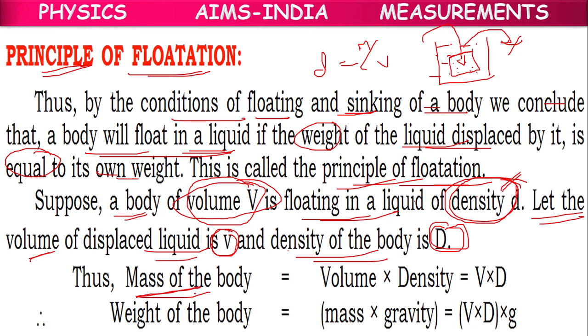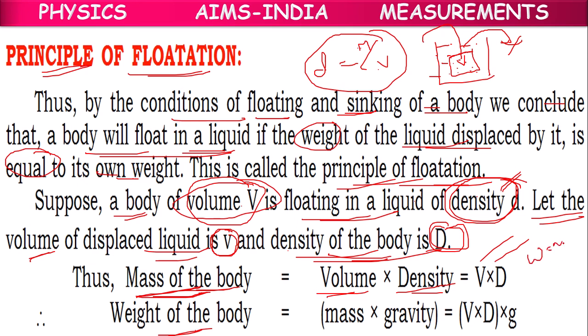So the mass of the body, according to the formula density equals mass by volume: mass is density into volume. So mass of the body equals volume of the body into density of the body, capital V into capital D. Weight of the body, how much? Weight W equals mg, mass into gravity. Mass into gravity means V into D into g. So this is the mass of the body, and this is the weight of the body.